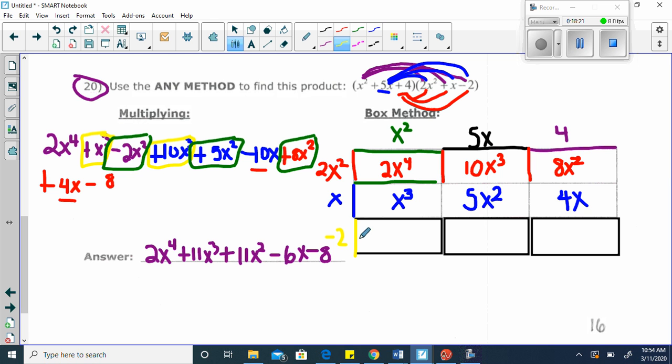Now in this last row here, make sure you brought the negative 2 with. Okay, this is negative 2, this is negative 2. Okay, so negative 2 times x squared will give us negative 2x squared. Negative 2 times 5x will give us negative 10x. And then lastly, we have negative 2 times 4 is negative 8. So you'll notice we have all the same stuff over here as we do over here. Okay, so if we write this out, we will have the same as this. And either method works. Thanks so much.